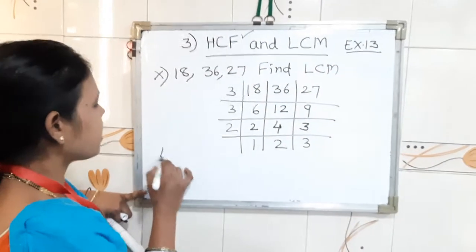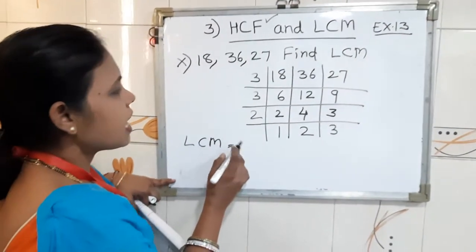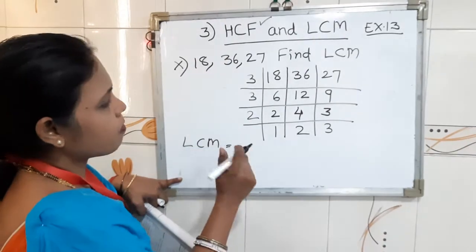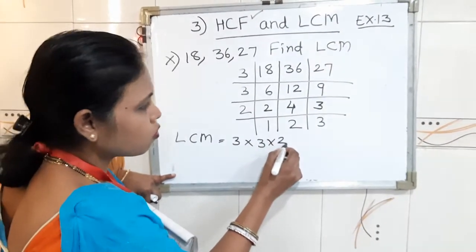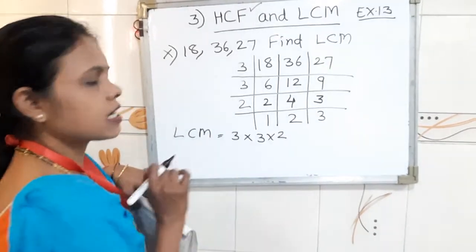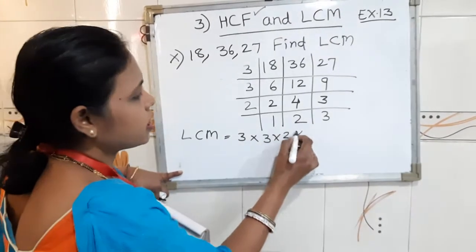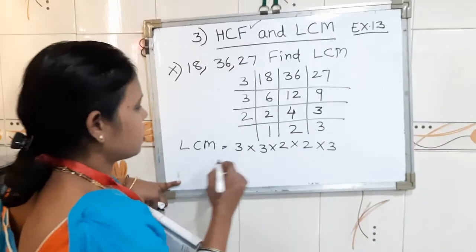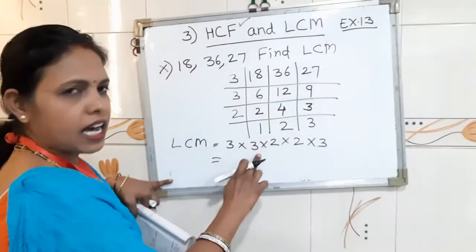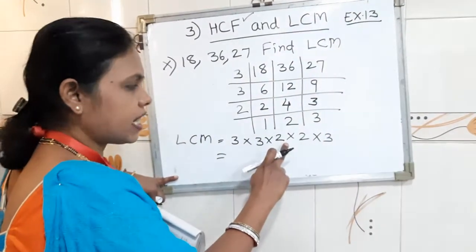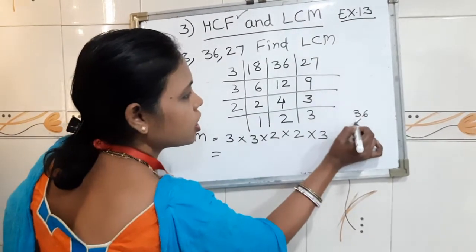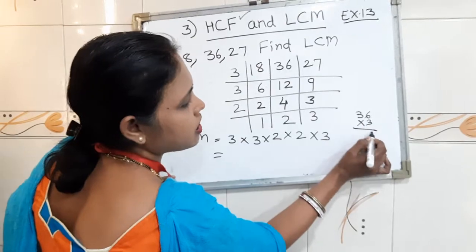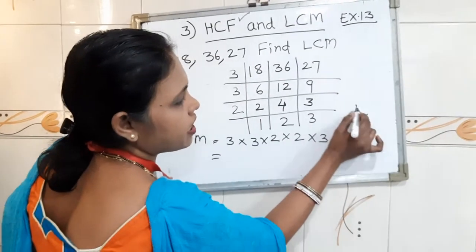Now we are going to write down the LCM. Which are the common factors? 3 into 3 into 2, and the remaining terms are 2 into 3. Now multiply. 3 3s are 9, 9 2s are 18, 18 2s are 36, 36 into 3. 3 6s are 18, 3 3s are 9, plus 1 is 10.